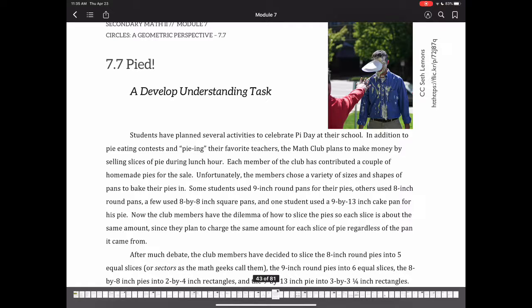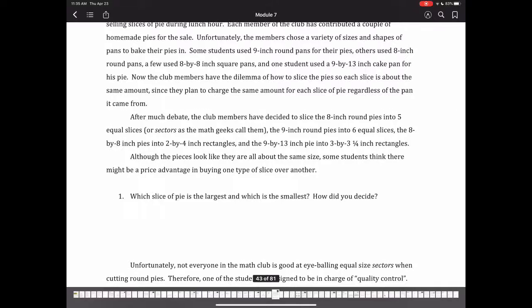Unfortunately, the members chose a variety of sizes and shapes of pans to make their pies in. Some students used 9-inch round pans for their pies, others used 8-inch round pans. A few used 8-inch square pans, and one student even used a 9 by 13-inch cake pan for his pie.